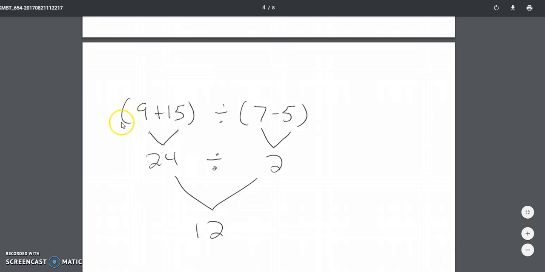So using PEMDAS and doing what's inside the parentheses first, then multiplying and dividing, and then adding, subtracting, gives you 12. If you did this the old-fashioned way and did not do PEMDAS, you're going to go, well, 15 divided by 7, that's not a whole number. I can't do that. Here's just one example why using PEMDAS is correct in algebra.